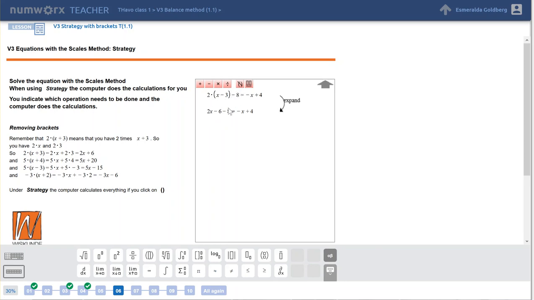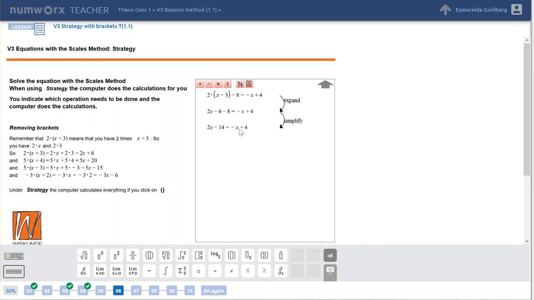The extra number minus 8 is copied down as well, and that can be collected together with the minus 6 before it. So if we press simplify, it will indeed subtract 8 from minus 6, so we get minus 14. Now again, we want to move all of the x's from the right-hand side to the left-hand side, and we want to remove the regular numbers from the left-hand side to the right-hand side.